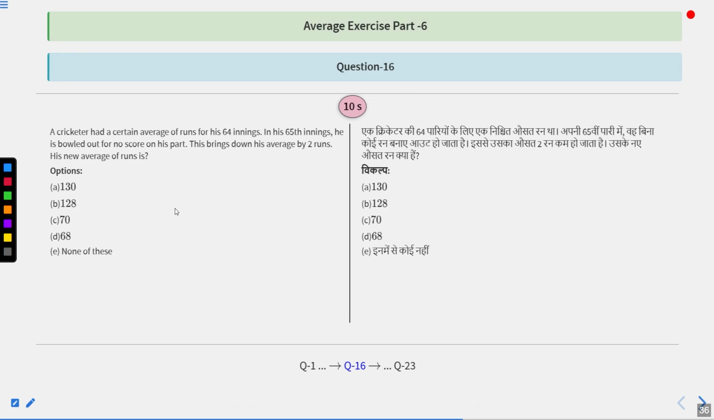Next one. A cricketer had a certain average of runs for his 64 innings. In his 65th innings, he is bowled out for no score on his part. This brings down his average by 2 runs. His new average of runs is. You have 5 options and 10 seconds to analyze the question. Your time starts now.